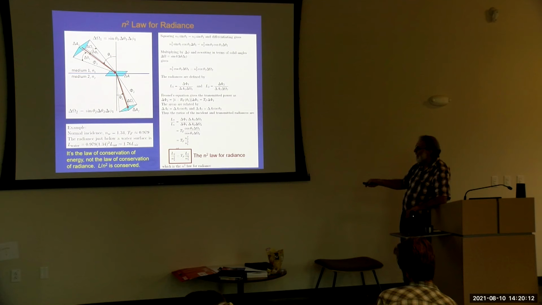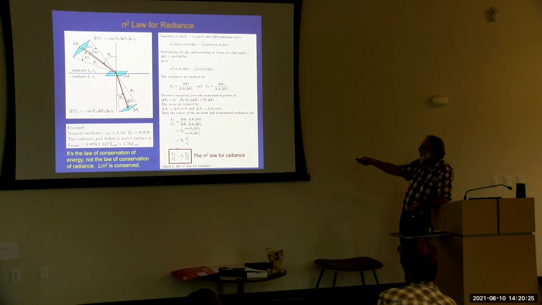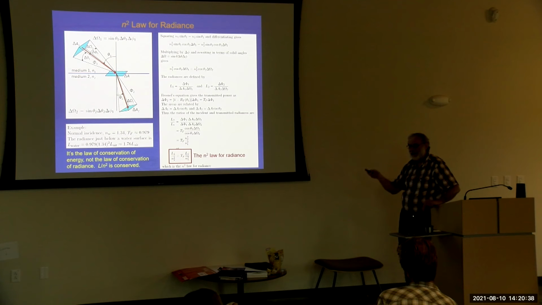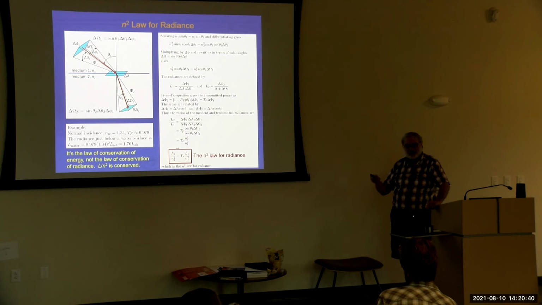So in this case, if I have some radiance L1 here, within medium 1, and then I transmit some fraction of that into the surface, and I have L2, in medium with index of refraction n2. That's what's conserved. So you remember, it's not the law of conservation of radiance, it's the law of conservation of energy.